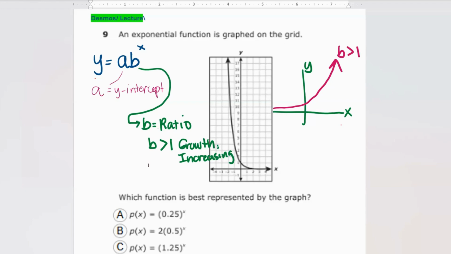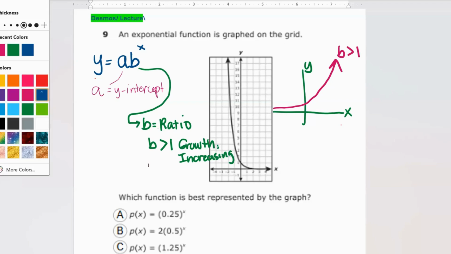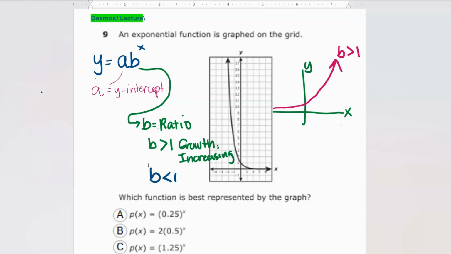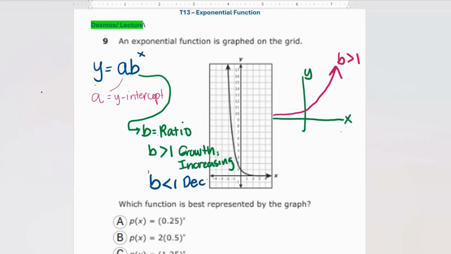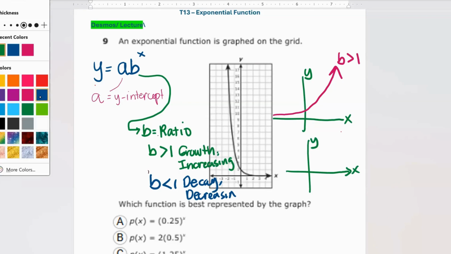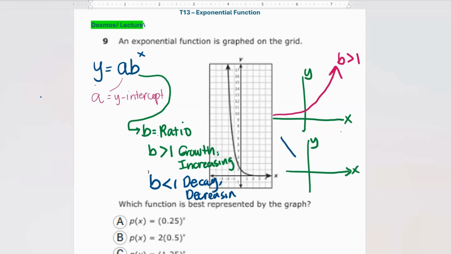Now, when b is less than 1, so it's a decimal, less than 1, 0.99 and below, we call this decay or decreasing. So the graph of that, let's do blue, goes from left going down to the right. So this is when b is less than 1.